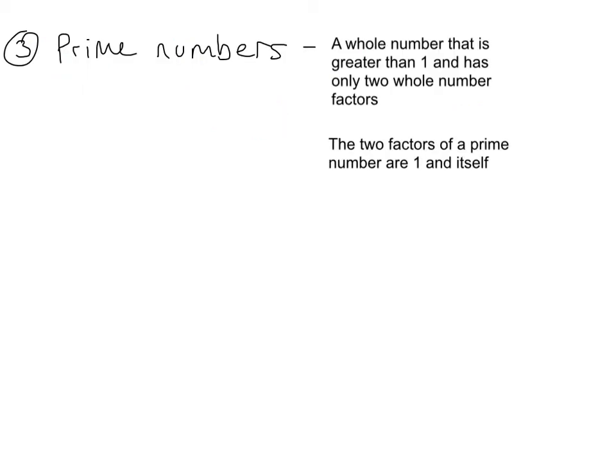Alright, next let's talk about prime numbers. Well, what's a prime number? It's a whole number, so non-decimal and positive, that is greater than 1 and has only 2 whole number factors. And the 2 factors of any prime number are just 1 and itself. For example, 3 is prime. Why is 3 prime? Because the only way that you could multiply 2 positive integers, whole numbers, to get 3 would be 1 times 3. 17 is a prime number because the only way to get to 17 with multiplication of 2 whole numbers is 1 times 17. You can't take 2 times another whole number to get 17. It doesn't work, right?